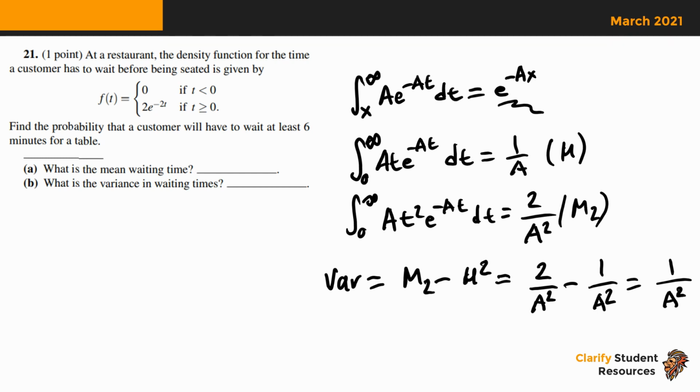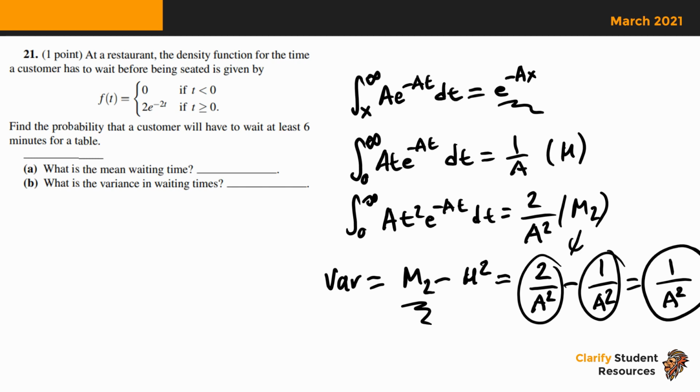Now in this question, we want to find the variance. So we see that the variance is equal to m2 minus mu squared. We have m2 over here, and then we have mu, which is going to be 1 over a, so because it's mu squared, we're left with 1 over a squared. With that being said, we can actually answer all parts of the question now.